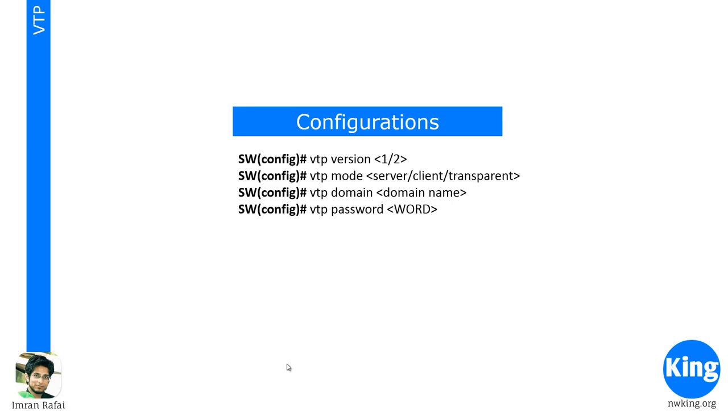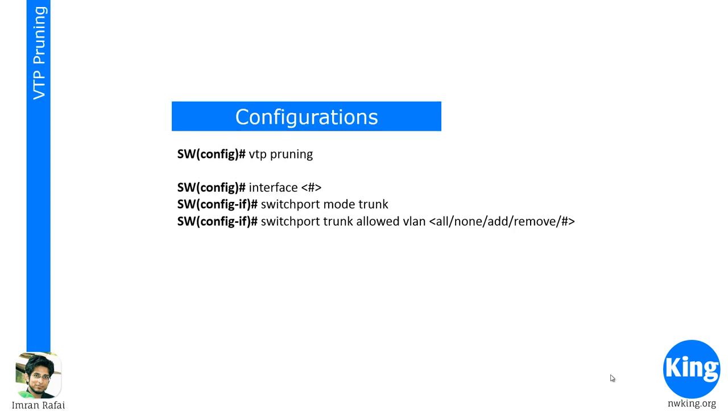So the next topic. These are the things: VTP configuration, VTP version number 1 or 2, VTP mode, server, client, or transparent. Like I said, if you put it in transparent mode, it is not going to update its own VLAN database, but it is going to pass those advertisements to the neighboring devices. VTP domain name, set a domain name. VTP password, just have to put a password. Next, we talk about VTP pruning.